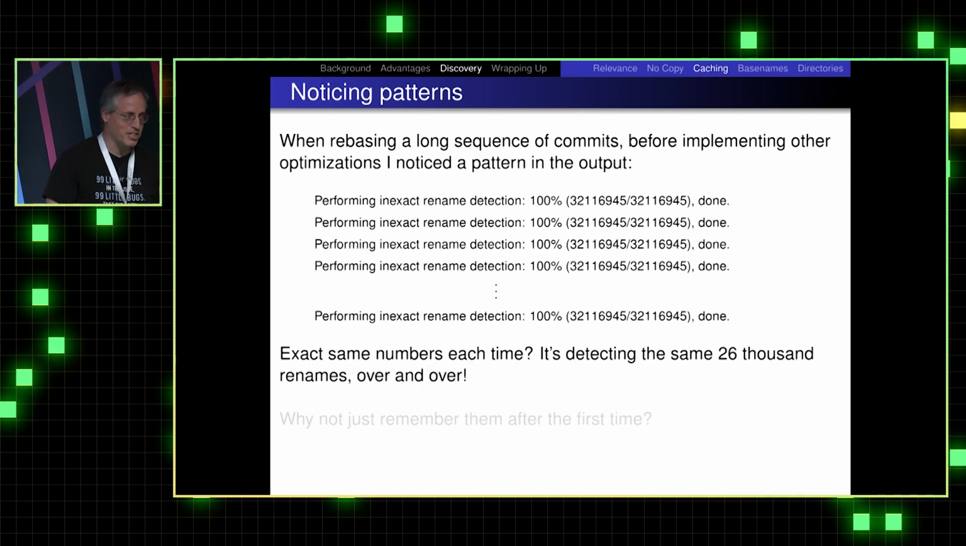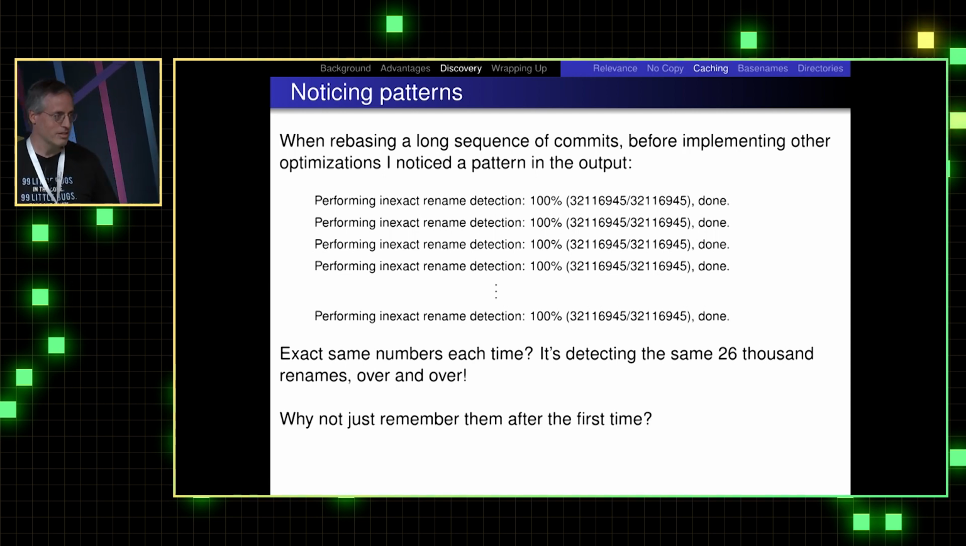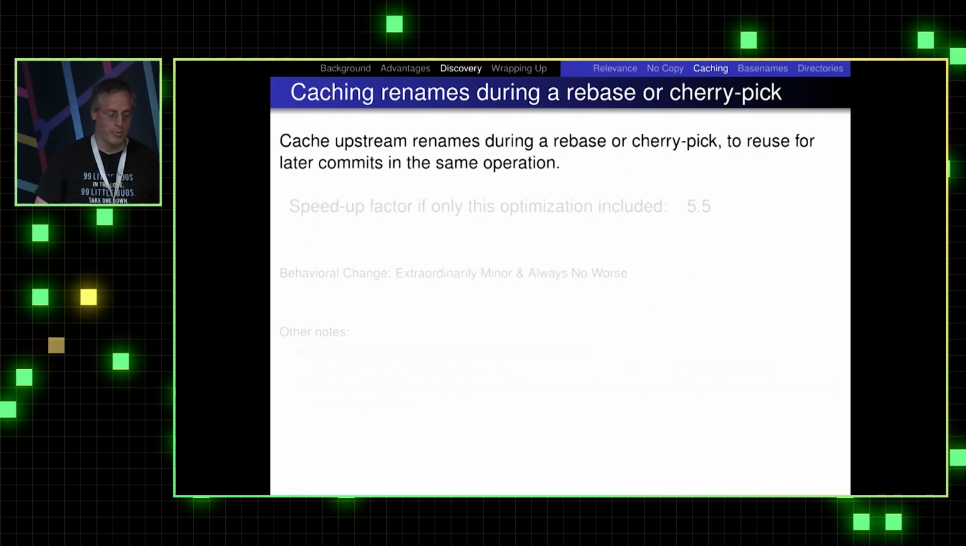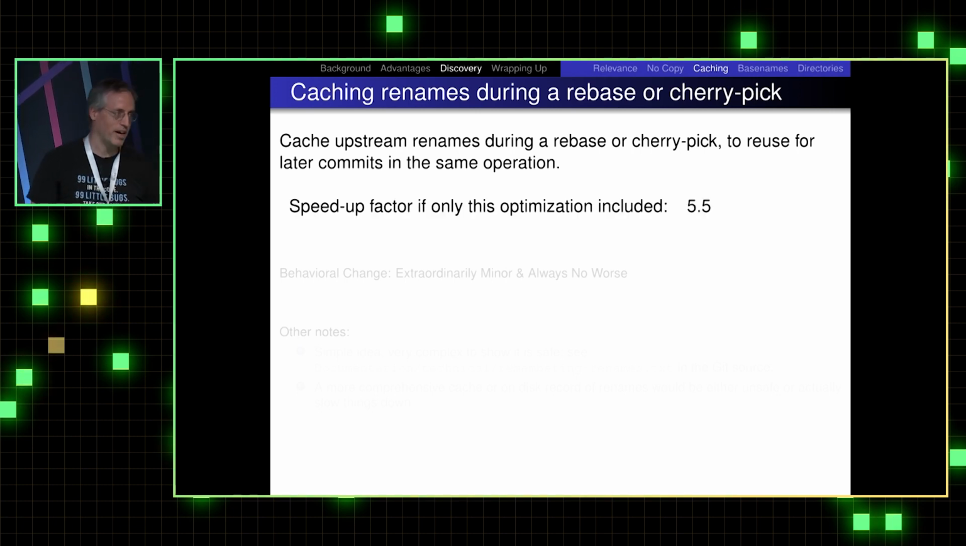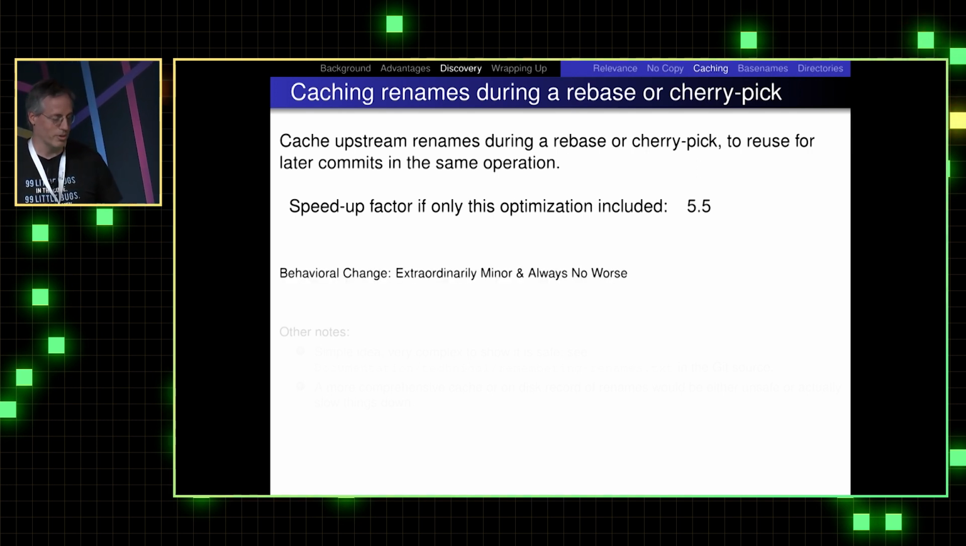And so naturally the question comes up, why don't we just cache it after the very first one? Really simple idea. A little bit more complex to implement, as it turns out. But when we implement this idea, if I turn off the other optimizations, then this optimization by itself speeds things up by a factor of just over 5. There is a behavioral change with this one, and I can't go into details on it because it's just too complex, but it's a very tiny corner case.